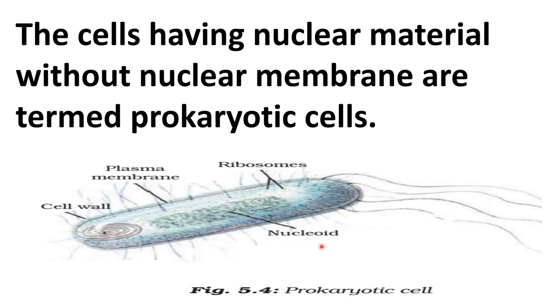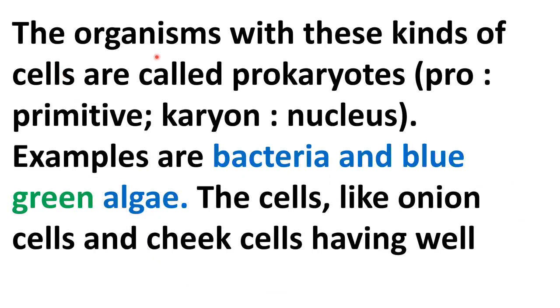Instead of nucleus, there is a nucleoid. There are ribosomes, plasma membrane and cell wall. Membrane bound cell organelles are also absent. The organisms with these kinds of cells are called prokaryotes. Pro means primitive, karyo means nucleus. Examples: bacteria and blue-green algae.